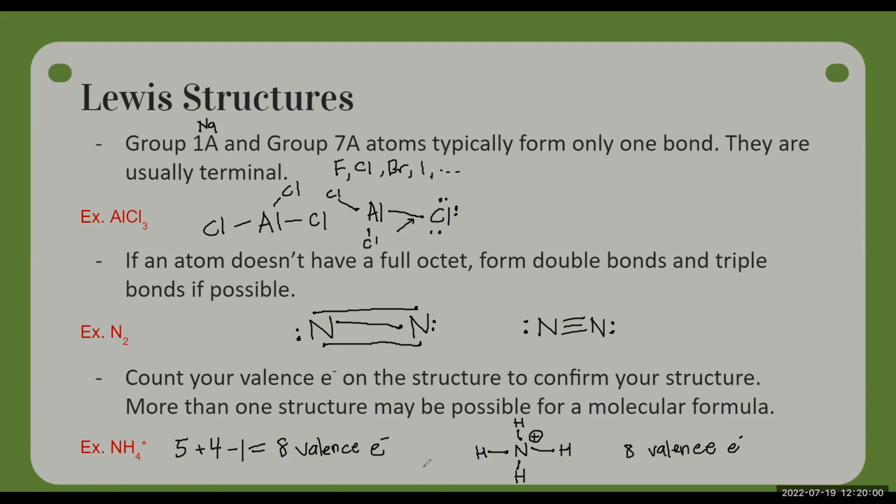And then if we compare that to our little calculation before we drew the structure, we can see that we also got 8 valence electrons. So that's how we basically confirm that we got the correct structure.